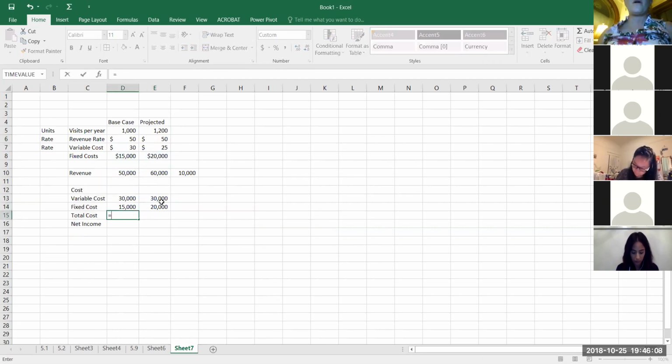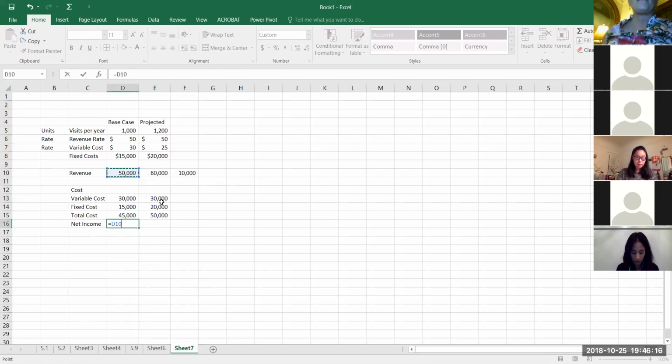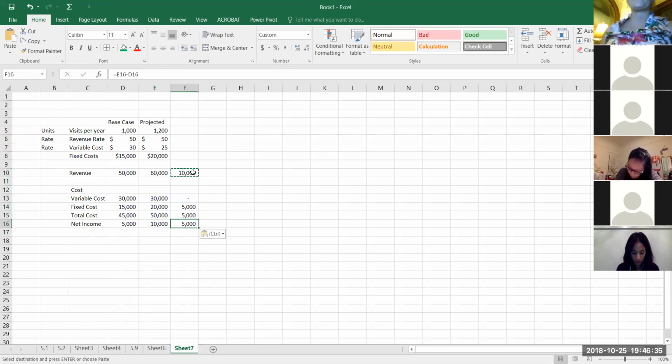So total costs, we'll add them together: 45, and this is 50. So what's net income? Here we have 50,000 subtracted by 45,000 in costs. And in this one, it's 60,000 subtracted by 50,000 in costs. You have a pickup, don't you? So now I'm going to put the variances here because I like to see those variances.